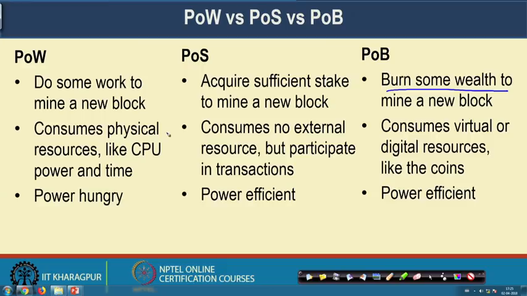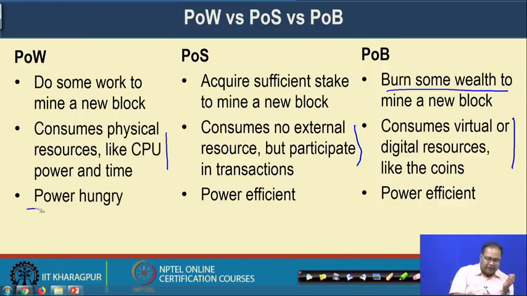So you have to, just like proof of work, expend certain bitcoins rather than physical currencies to participate in the mining procedure. So, in case of proof of work, it consumes physical resources like CPU power and time. Proof of stake, as such, consumes no external resource, but you can participate in the transactions. In case of proof of burn, you consume virtual or digital resources like the coins.